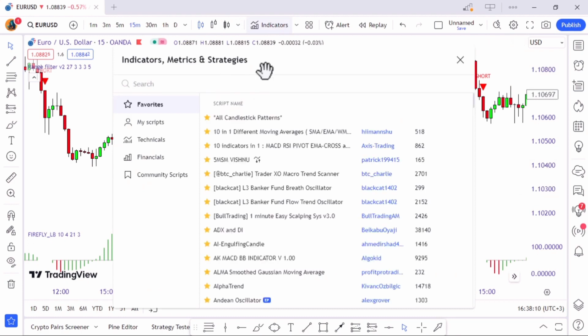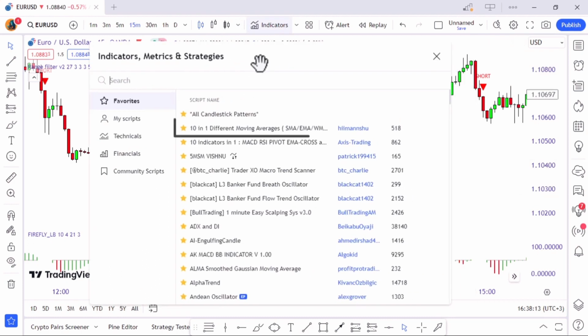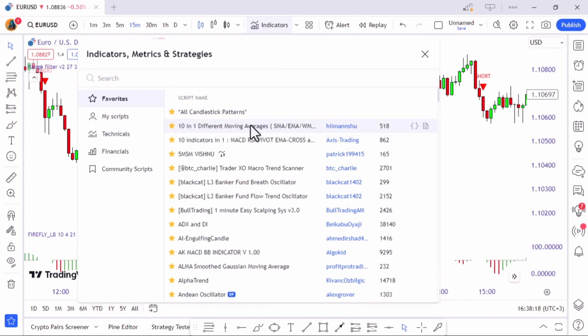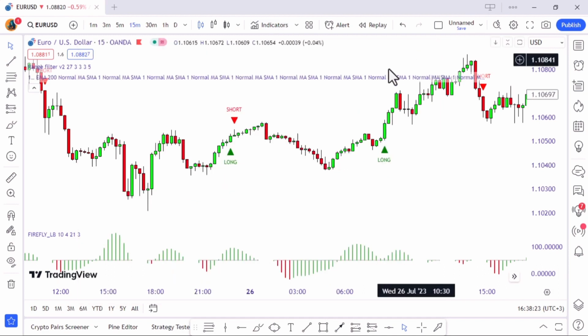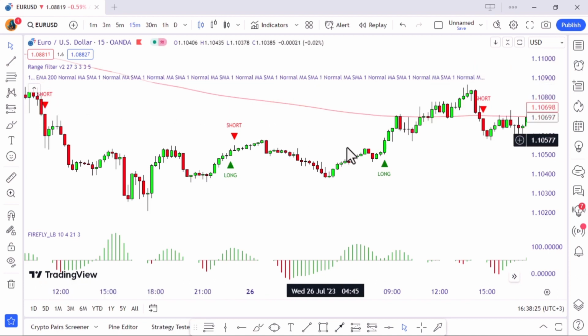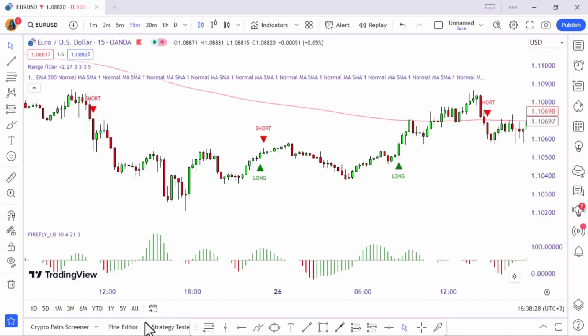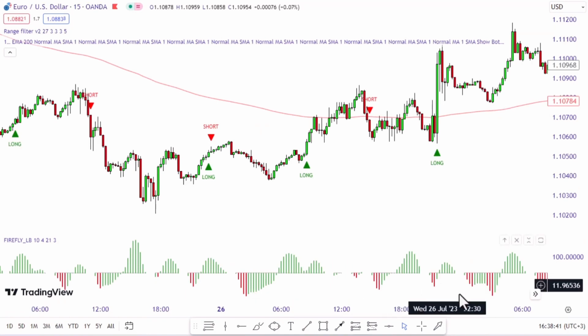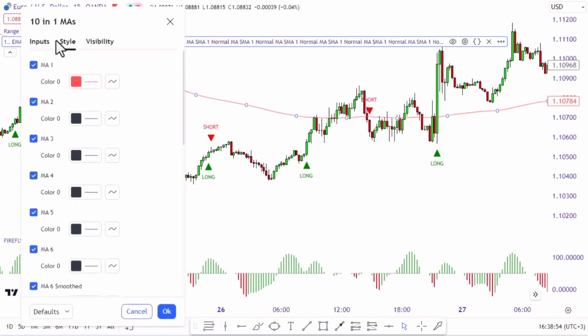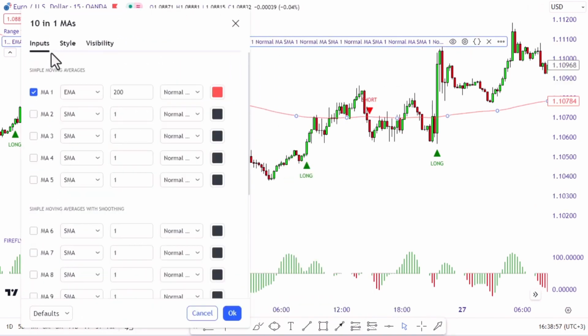Introducing a third indicator. I previously talked a lot about it and used it a lot on the TradingView platform, and the name is 10-in-1 moving averages. The reason behind it is that most people, including me, were using the free version of the TradingView platform, and as you know, when you're using the free plan, you're only allowed to use 3 indicators simultaneously on your chart. But in this case, we can add up to 10 moving averages, which of course we don't need, but it allows you to add more indicators than you're supposed to.